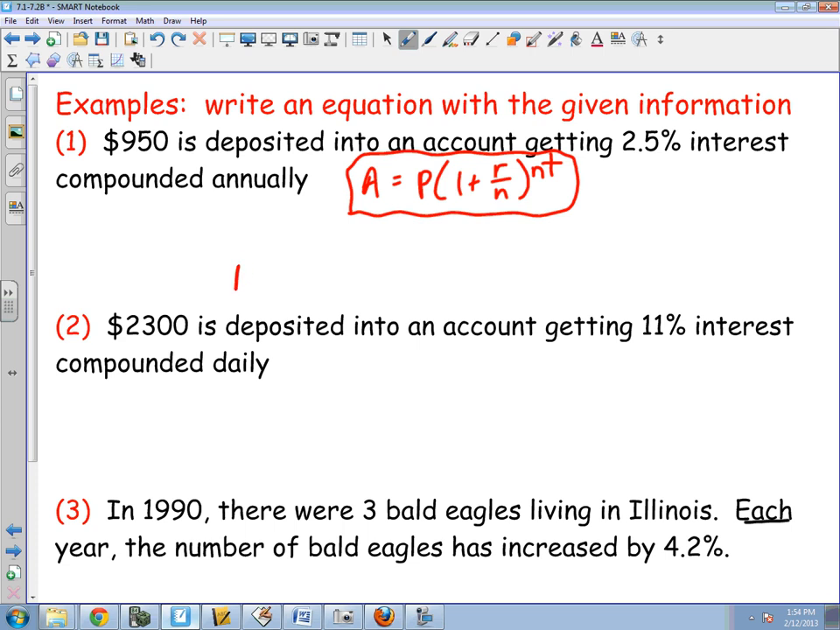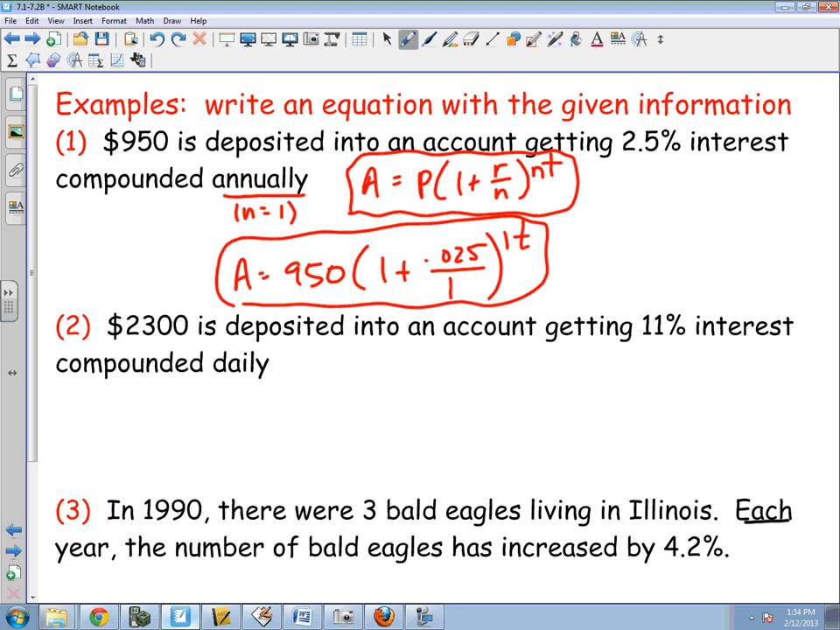So I got $950 going in at 2.5% as a decimal, 0.025. Compounded annually tells me N equals 1. So that's going to be 1. And then this is just coming up with a model. So my answer would just be 950 times parentheses 1 plus 0.025 over 1 to the 1t power.